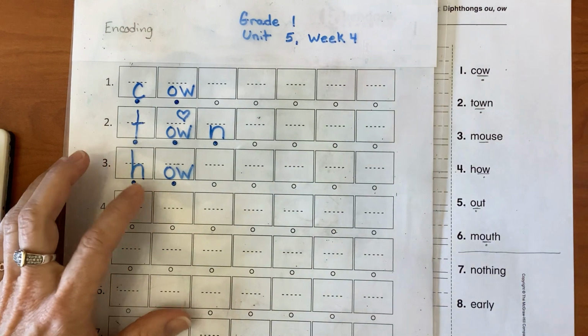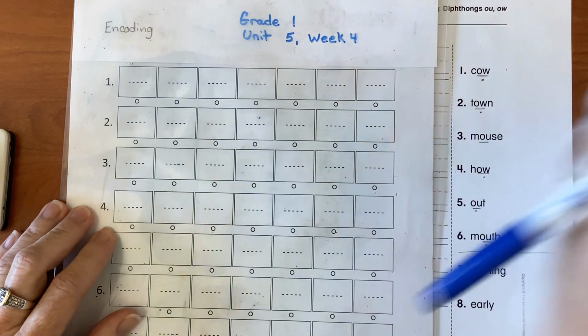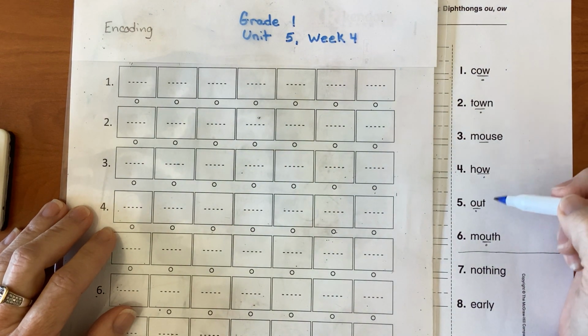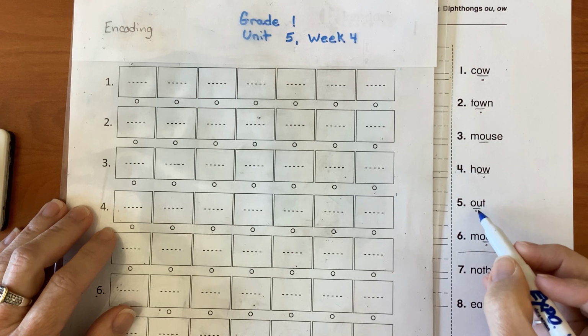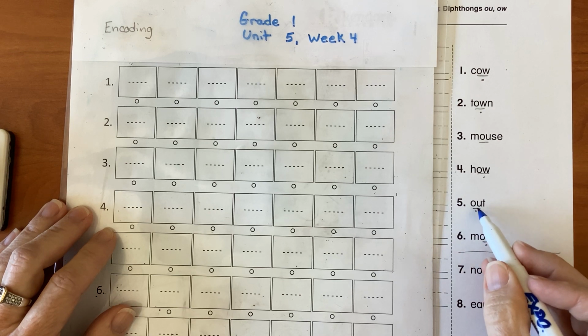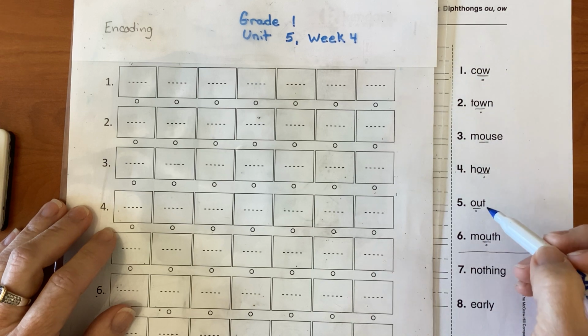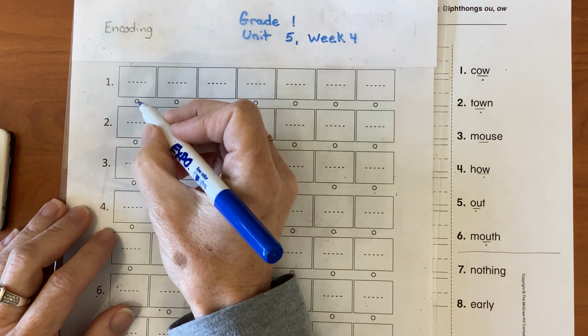Okay, now we're going to use the OU pattern. I'm going to erase that. We're going to go down to OU as the diphthong. And notice that there's a consonant after it, and here this has consonants after it. So it can start the word, but it's not going to end it like how and cow. So that's a good way to help you memorize how to spell this.